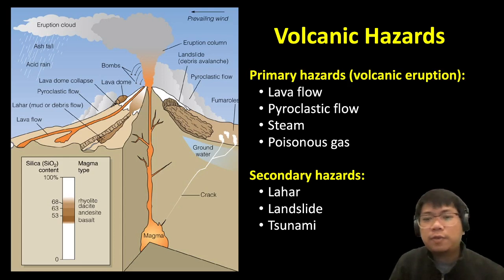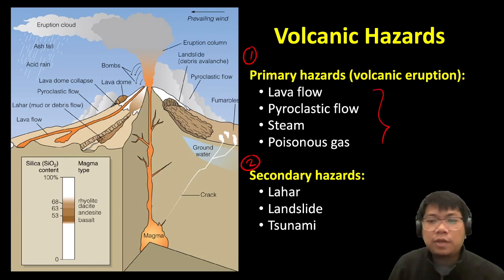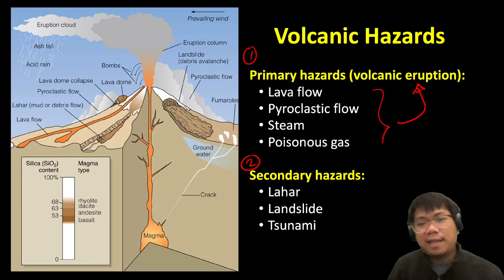There are two main groups of volcanic hazards, the primary hazards and the secondary hazards. The primary hazards are the ones that are directly associated with volcanic eruptions, and they can include lava flow, pyroclastic flow, and the steam that is coming from the ground, some poisonous gas as well.